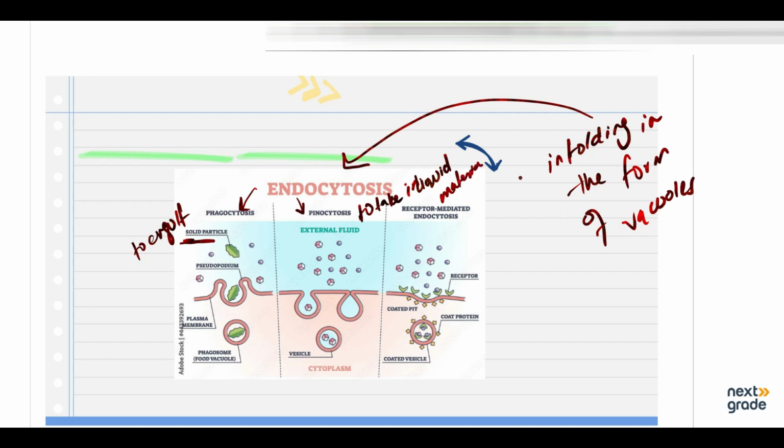As you can see in this diagram as well, to engulf solid material is phagocytosis, and to intake this liquid material is pinocytosis, right? And this one is receptor mediated endocytosis, a concept that isn't relevant to our topic, right?